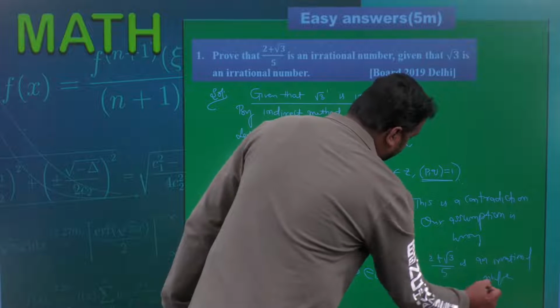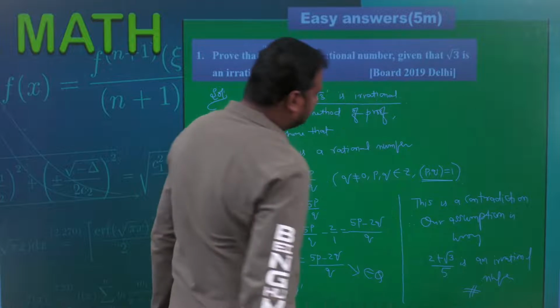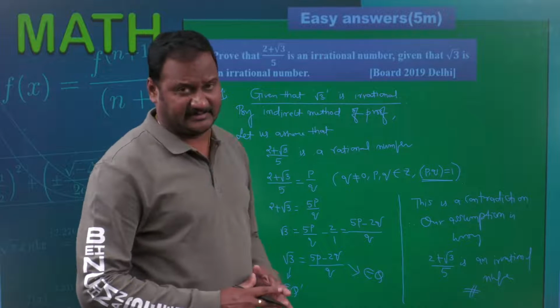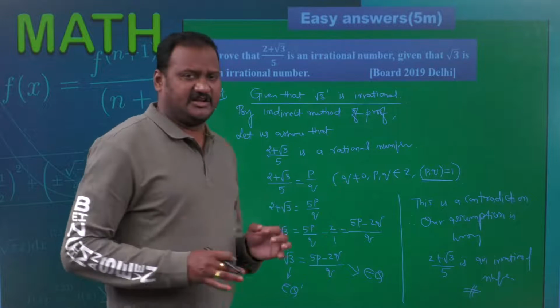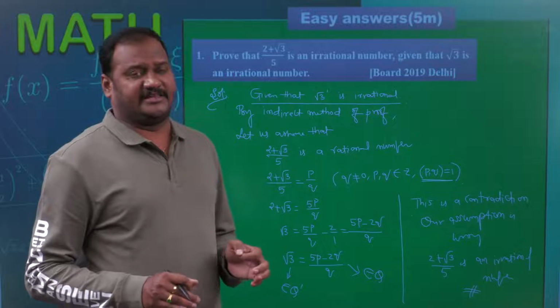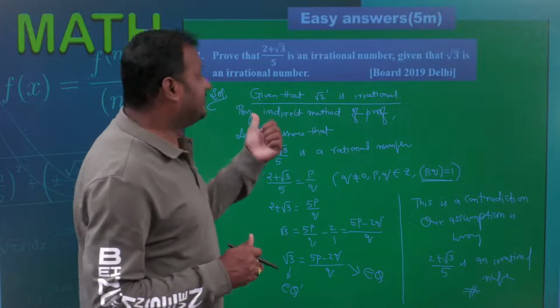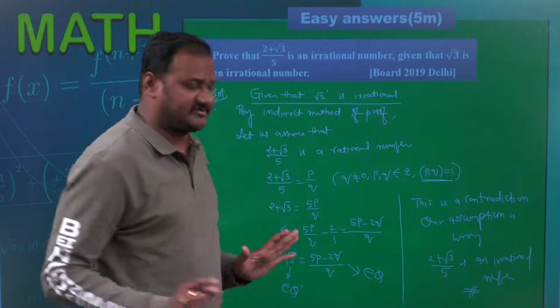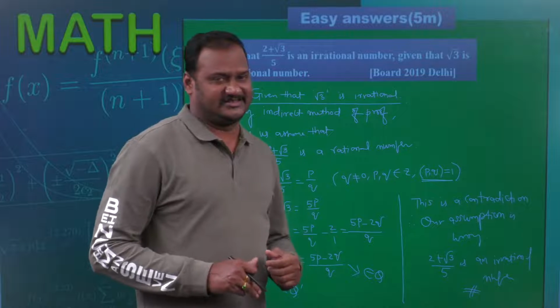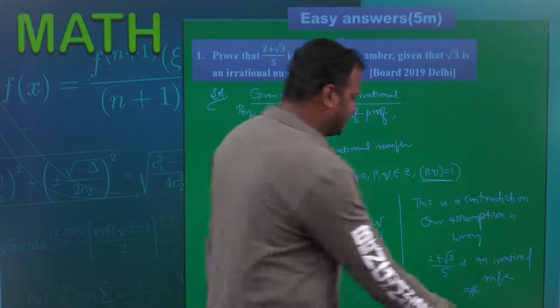So this is the way of proving the given number is an irrational number. Hope you understand how to answer this. This kind of problem is compulsory in your board examination. So please concentrate on these kinds of problems, and this is the only systematic way to prove this. Hope you understand. Let's move on to the next problem.